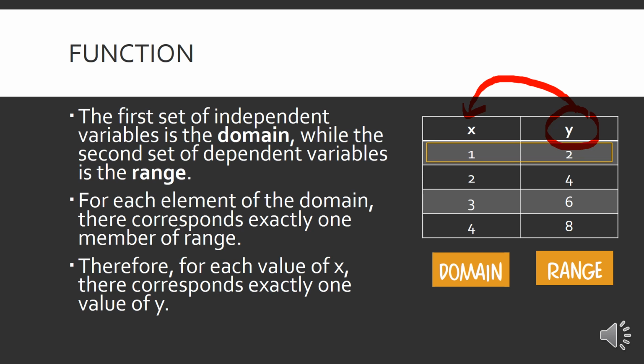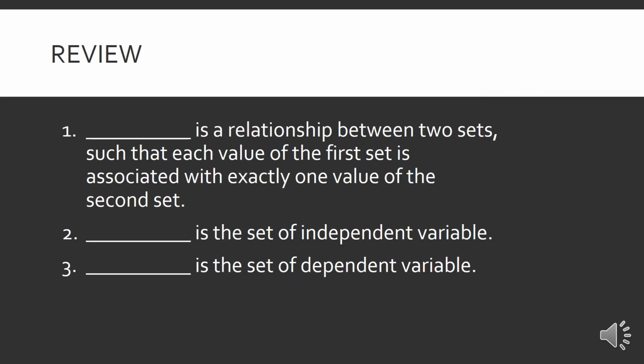X is 1, y is 2, x is 2, y is 4, x is 3, y is 6, x is 4, and y is 8. Review. Blank is a relationship between two sets, such that each value of the first set is associated with exactly one value of the second set. Answer. Function.